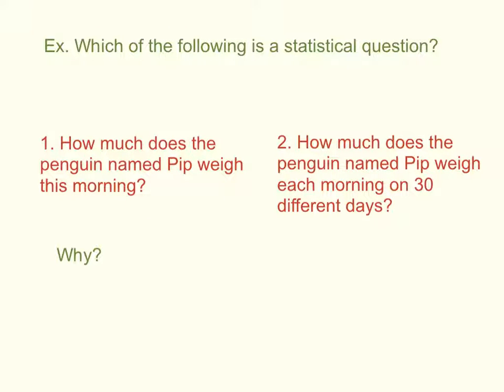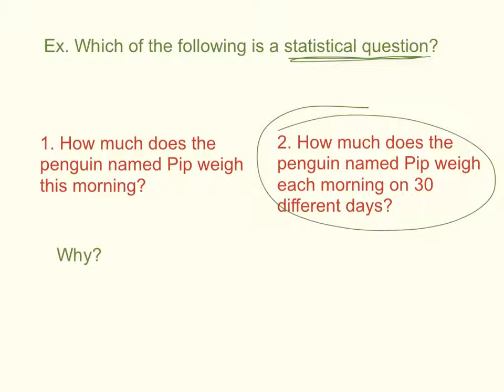The other question is, how much does a penguin named Pip weigh each morning on 30 different days? The answer to this question, we don't know, but we want to know which of the following is a statistical question. And it is number 2. The reason that number 2 is a statistical question is because the answers can vary. They can change.